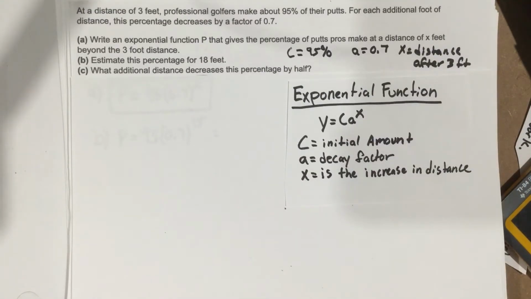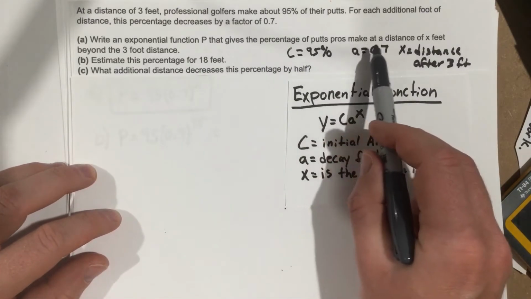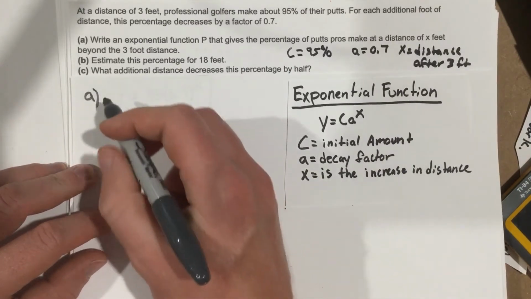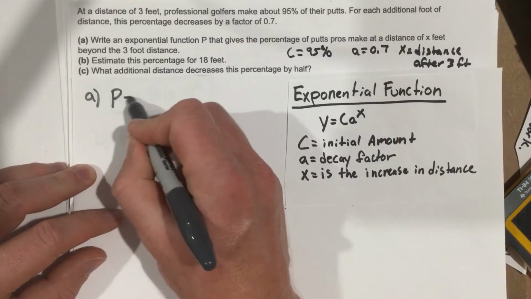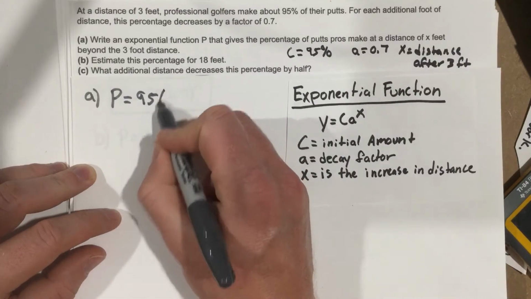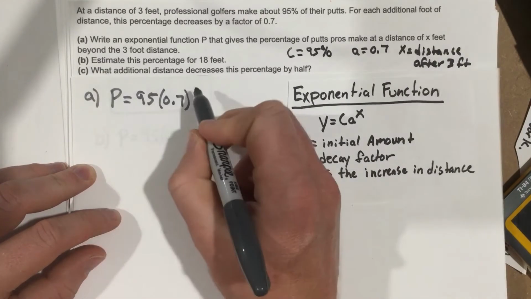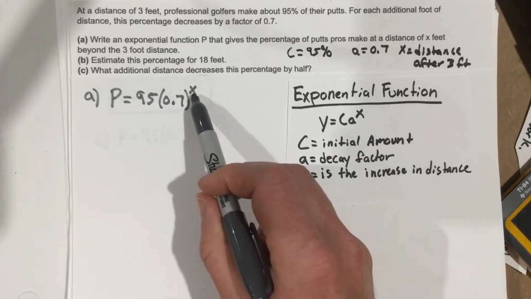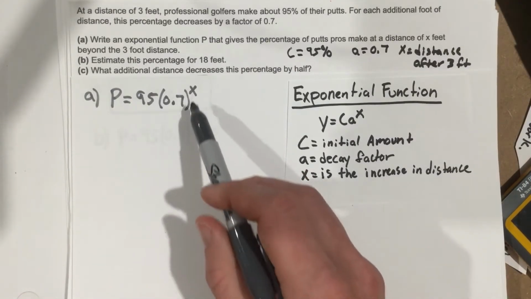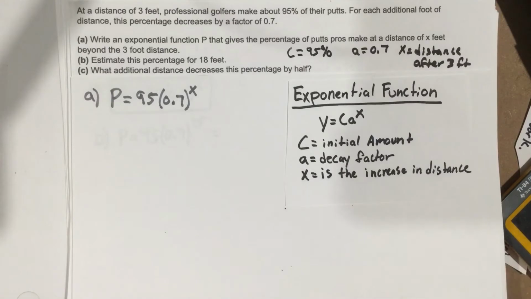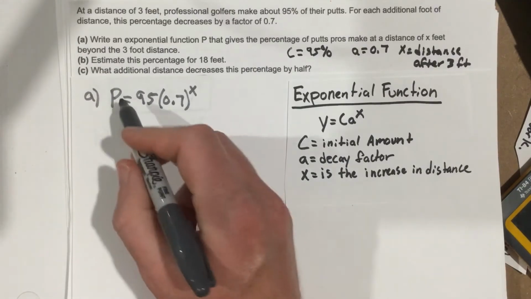So it says, write an exponential function p that gives the percentage of putts pros make at a distance of x feet beyond the 3-foot distance. So for part A, we're going to say that p equals our initial amount, which is 95%, times our decay factor, to the power that is going to be the distance after 3 feet. So if we're at 3 feet, we'll put a 0 in here, and that's how we get 95%. Anything after, like 1, 2, 3, that's going to tack on 0.7 depreciation, basically. So that's our answer for part A.